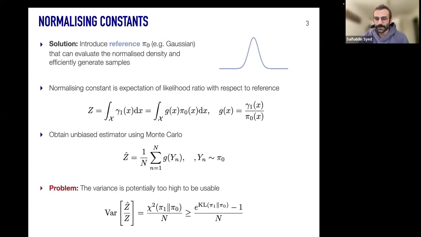However, the problem we have here is that the variance of this normalizing constant estimator is going to be really bad. In particular, you can show that the variance is controlled by how far away the reference is from the target. It's equal to the chi-squared divergence divided by N, which is lower bounded by effectively the exponential of the KL. So when the reference is bad, which is going to be most of the time, this basically becomes completely unusable. So that's one solution that did not work.